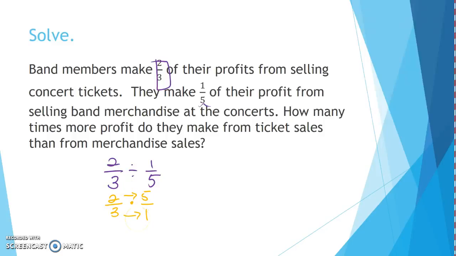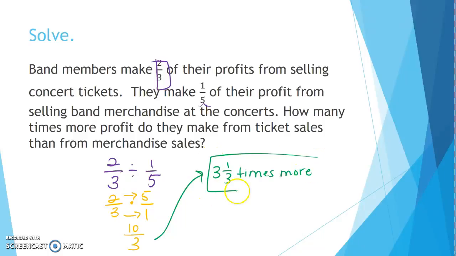So since we can't do any cross canceling, we're going to multiply straight across and get 10 over 3, which simplifies when we change that into a mixed number. It's 3 1/3. So that means how many times more profit do they make? 3 1/3 times more. Don't say 3 1/3 more, because that's not technically true. It's 3 1/3 times more. And then we would be done there.